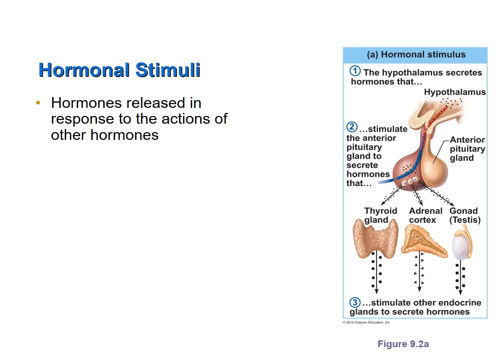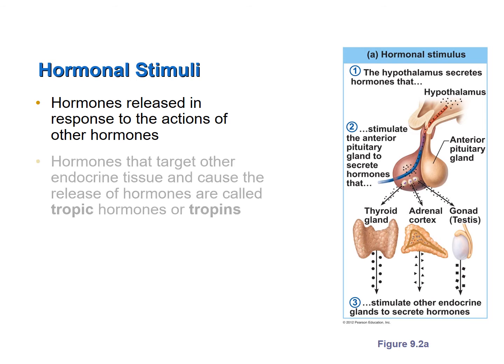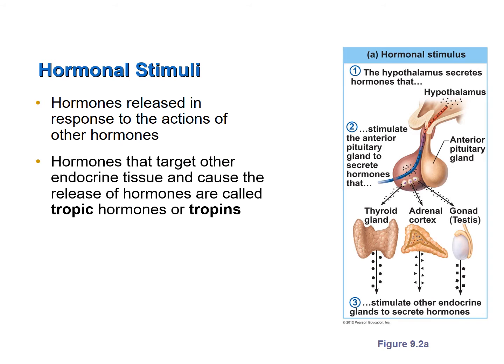Some hormones, many hormones in fact, are released in response to the actions of other hormones, or what we call hormonal stimuli. Certain hormones target other endocrine organs or endocrine tissues, and we call those hormones tropic hormones or simply tropins. Let's look at just a few examples. The hypothalamus, which is part of the brain, the diencephalon specifically, produces many tropic hormones. These tropic hormones target the anterior pituitary gland, causing the anterior pituitary gland to release several tropic hormones.